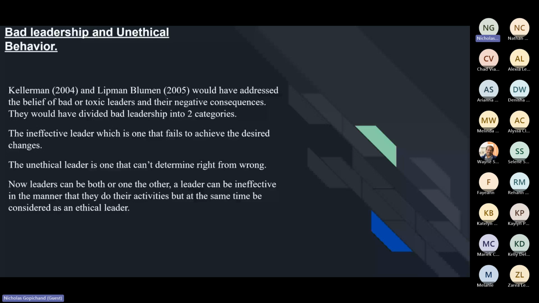Now, leaders can be both ineffective and unethical, or they could be one or the other, which means a leader can be ineffective in the manner that they do their activities, but at the same time, they could be considered an ethical leader. And yes, this is quite possible because although the goals of an organization were not accomplished, the person would have still led with integrity and in an ethical manner.